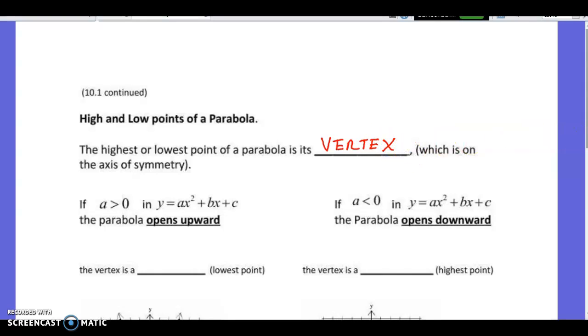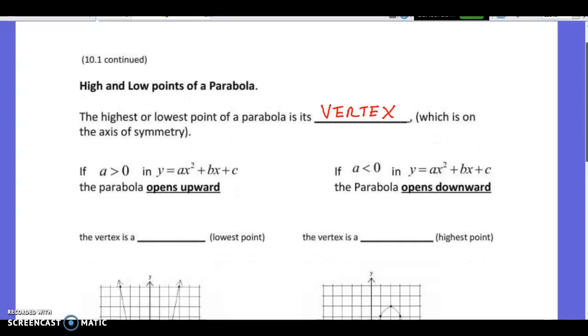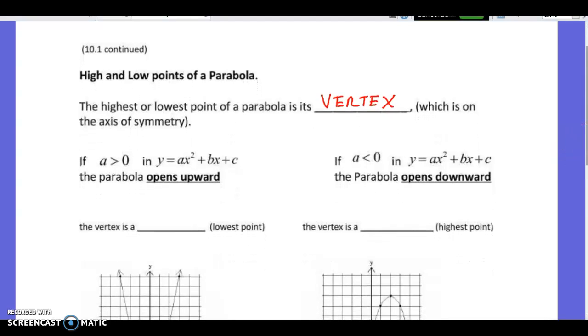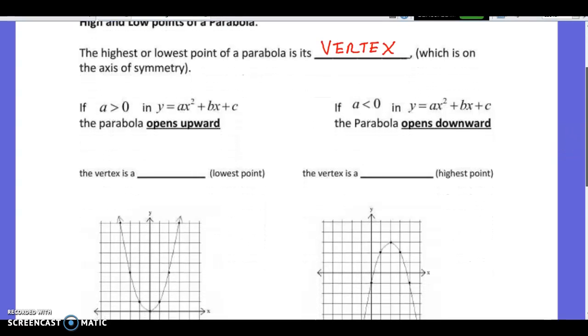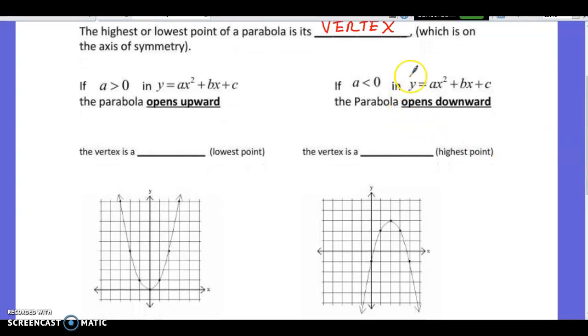It's basically where that graph has the lowest point or the highest point of the graph. All right. There's a couple things in here where it talks about whether the graph opens up or opens down. So basically, if a is greater than 0, meaning this is a positive something x squared, and so on, it's going to be opening up like this.